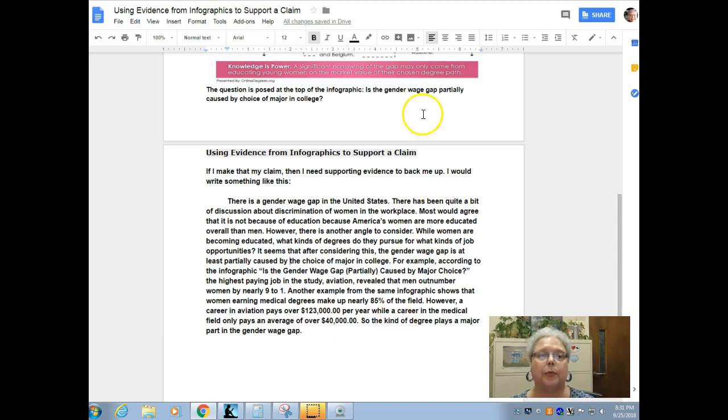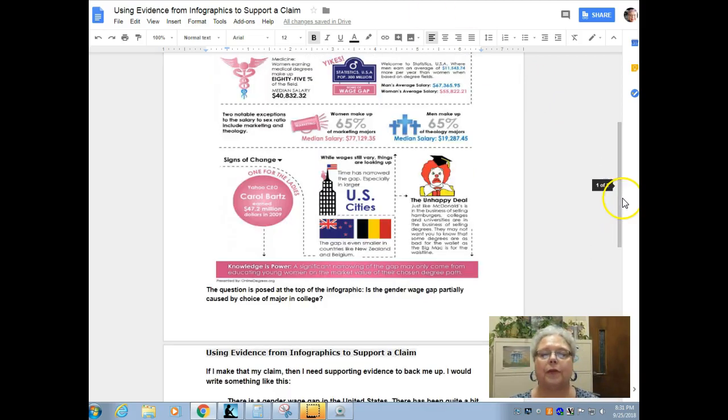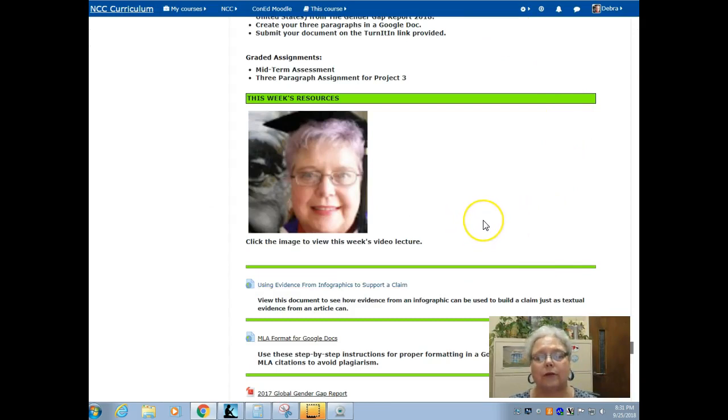So I pulled information from the graphic and put it in here as my backup information, just the way that we would do if we had an article to pull information from. Just because it's in a picture with text included, that's what an infographic is. It's something that has pictures and text. Then you use it the same way that you would information from an article.